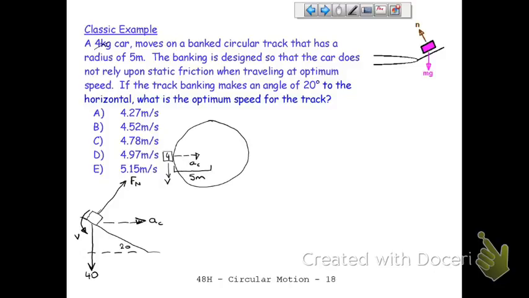I like doing lists. I'm sorry, but I like doing lists. So I'm going to say my m is equal to 4 kilograms. The list just clarifies things in my head for me. The r is equal to 5 meters. My theta is equal to 20 degrees. And I have a v. Okay, I want to find v.